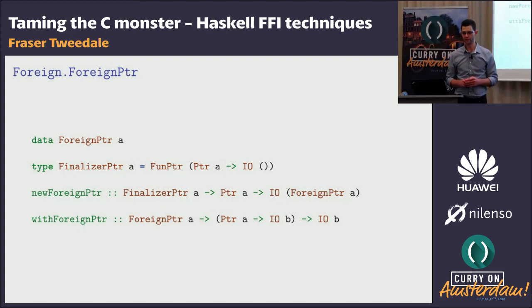The newForeignPtr function, is that type signature correct, or did I write the wrong thing here? No, that's correct. So it takes a finalizer pointer, the bare pointer to the value, and turns it into a foreign pointer. And withForeignPtr lets you sort of dereference the foreign pointer, get access to the pointer inside it, and run some IO action on that pointer in a way that ensures that the foreign pointer will remain alive throughout the span of this IO operation you're applying.